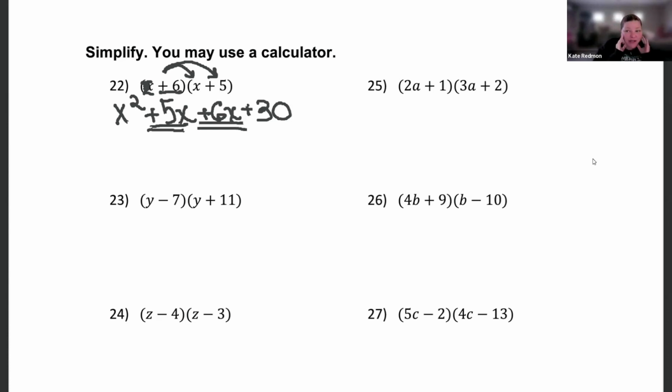Now, listen to how I read it now. Because I'm adding, I say positive 5 plus 6, so that when I type it into my calculator, I type it with a plus sign. So positive 5 plus 6 is positive 11x. I have no other x squared terms, so it just drops. And I have no other constant terms, plain old numbers, so that just drops. And my final answer is this. This is as simplified as this is going to get. X squared plus 11x plus 30.